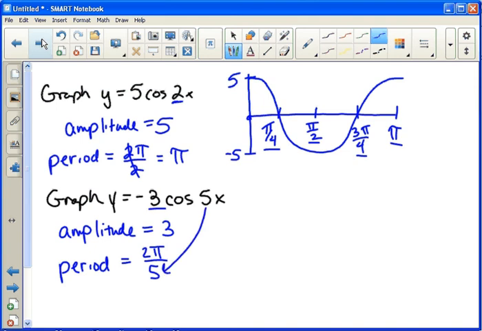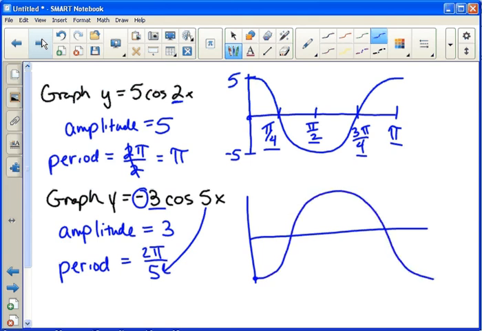Alright, so when I graph this, I notice that I have a negative. So since it's negative, I have to start down at the bottom. So I start at the bottom, I go up, peak, come back to where I started. And I know that my period is 2 pi over 5. So this end point over here is 2 pi over 5.